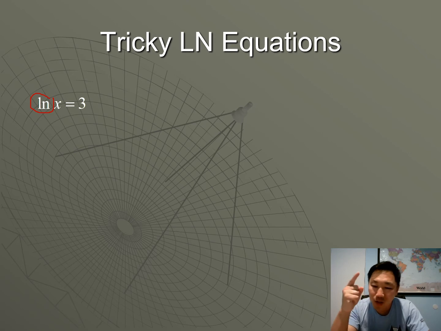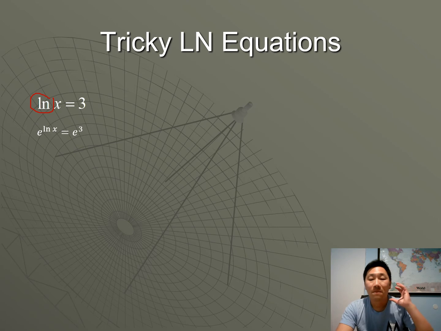Remember, natural log has an inverse, and the inverse is Euler's number, e. All right, so what we do is we put e as the base and then raise the problem up as an exponent. And if we do that to both sides, then for algebra, that's okay.